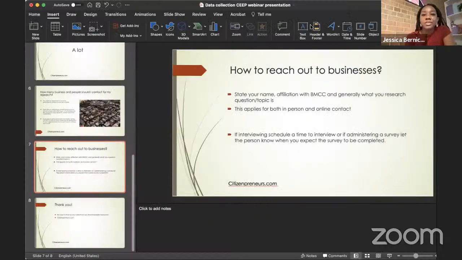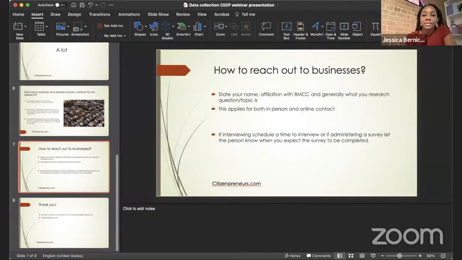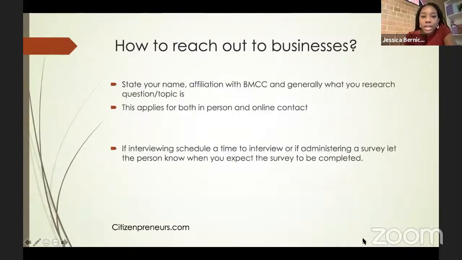So we can move on. The next thing we're going to talk about is how to reach out. We kind of touched on some of these points, but I want to state them again so we can reiterate. You want to state your name, your affiliation with BMCC or whatever college you are affiliated with, and generally what your research question or topic is.